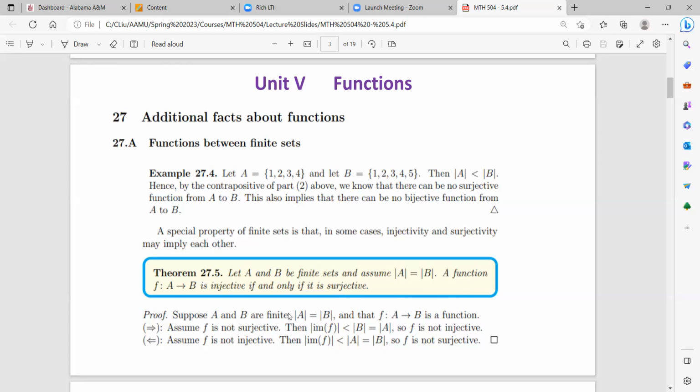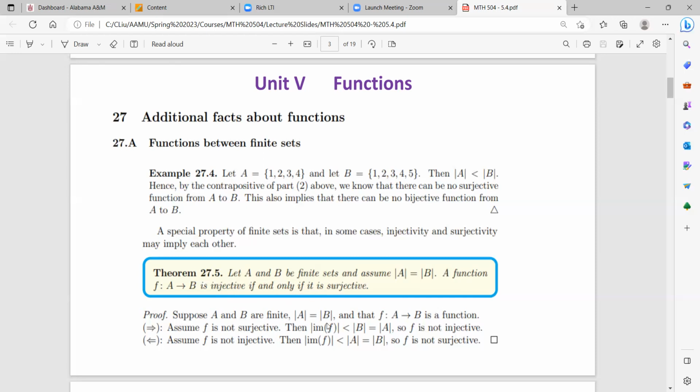Okay, this is easy to prove. So we need to prove two ways. So one way, suppose F is injective, then we have to show F is also surjective. So we just prove by contrapositive: assume F is not surjective.